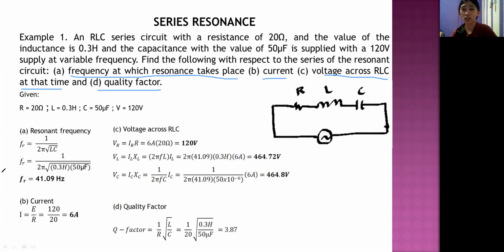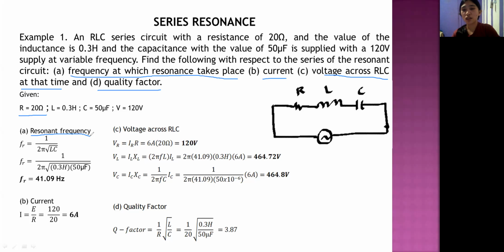Before that, we'll have the given. We're given a resistance of 20 ohm, an inductance of 0.3 Henry, a capacitance of 50 microfarad, and a voltage source of 120 volts. First, we are asked to solve for its resonant frequency.